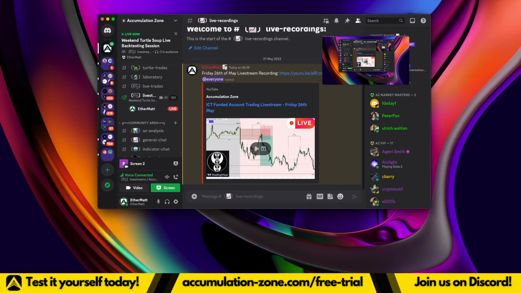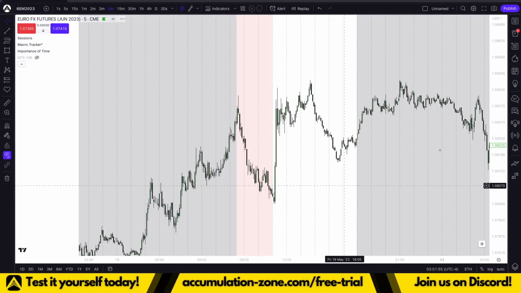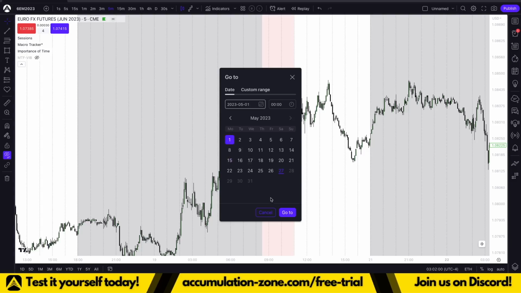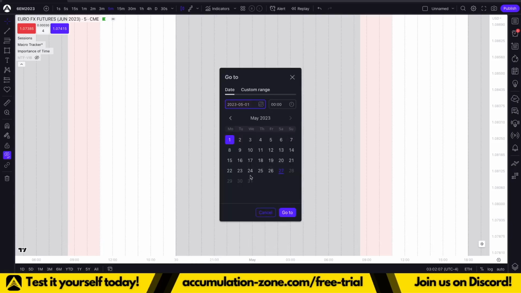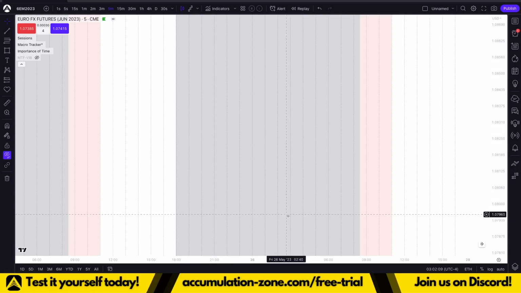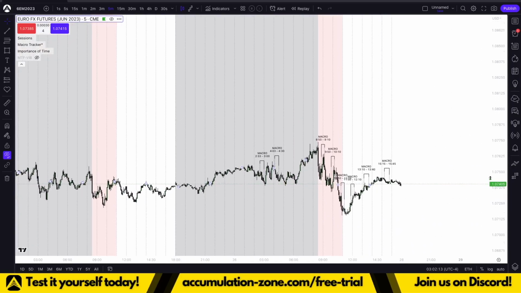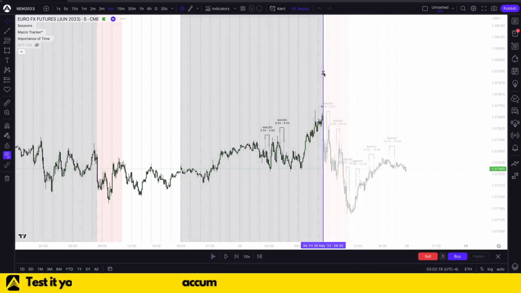Alright, so let me open up TradingView and we are going to backtest the strategy on the Euro FX futures chart. Alright, so we are on a 5-minute time frame. We go back all the way to the 1st of May. Now actually we do it a little bit differently. We start from yesterday. This makes it simpler and faster for me to go through. And we are simply going to hit the replay function right on 8:30.